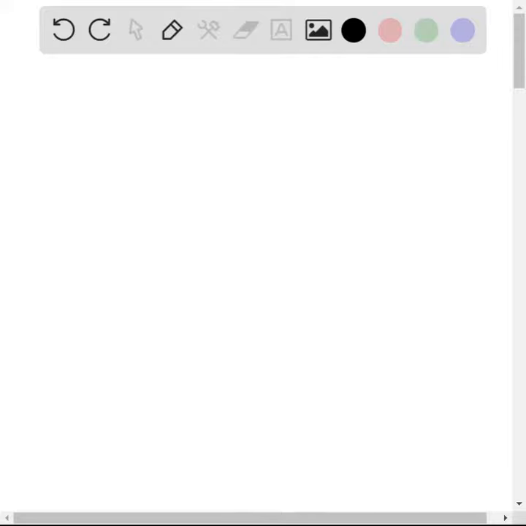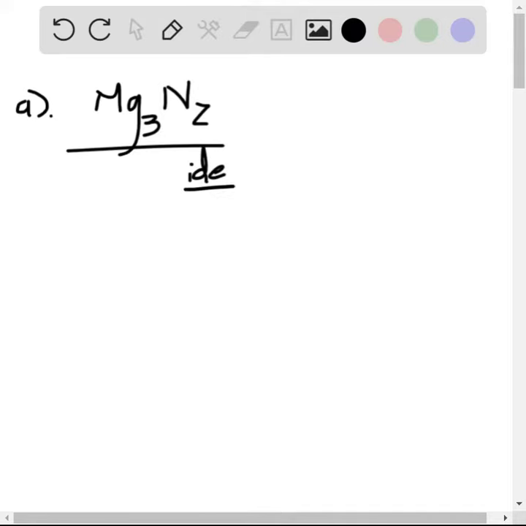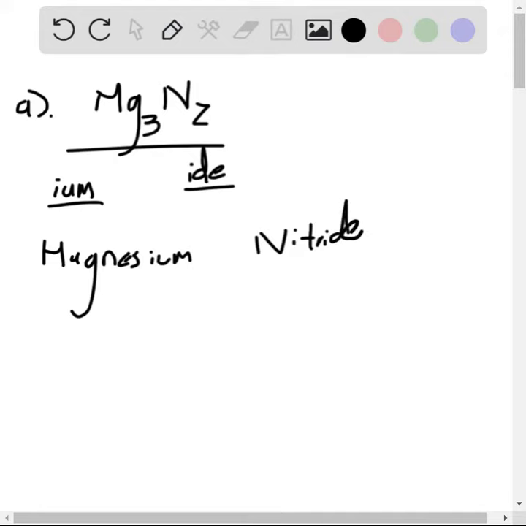So here we're asked to give the systematic name of different compounds. So the first compound we have is Mg3N2. So this is an ionic compound. So we name the last part of our anions with -ide, and we name our cation typically with the element name. So in this case, we have magnesium nitride, and there's no need to directly imply charges for non-transition metals, since magnesium can really only have one charge.